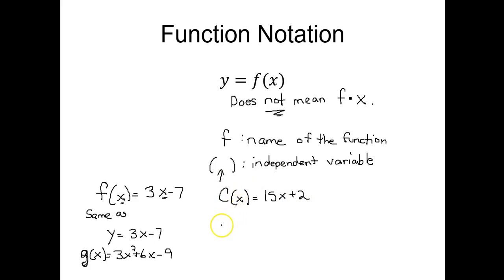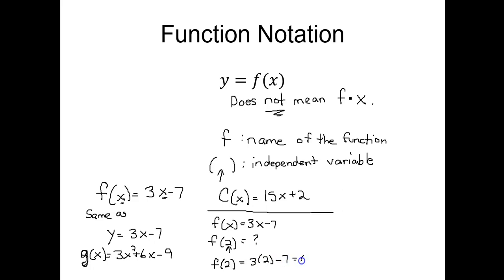Now, if you see something like this, let's say you have f of x equals 3x minus 7, and you're asked to find f at 2. Well, this goes in for the independent variable. So f at 2, you're going to say 3 times 2 minus 7. So 6 minus 7, which is -1. So that 2 is your x, and that -1 is your y. So (2, -1) is an ordered pair solution for f of x.